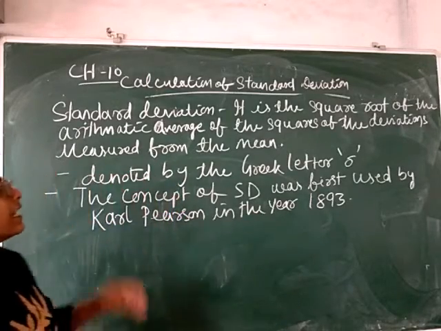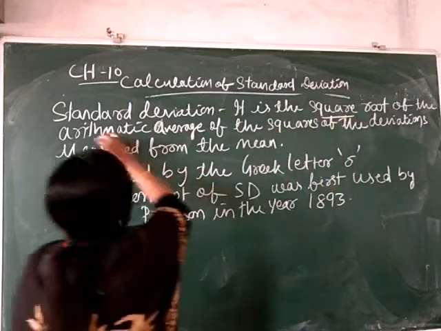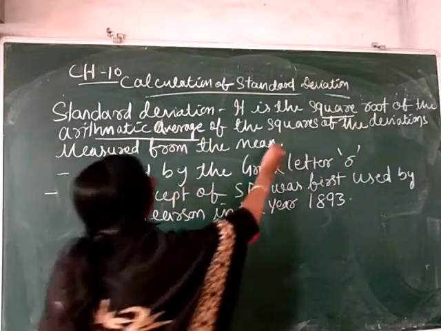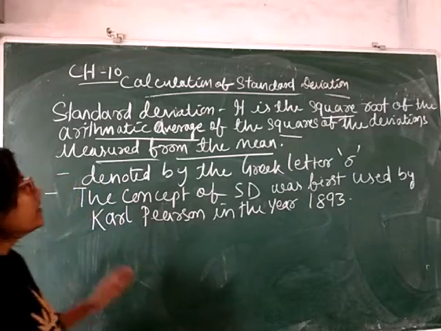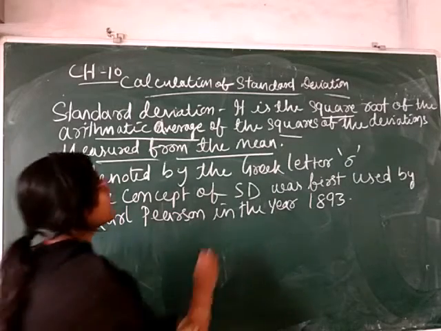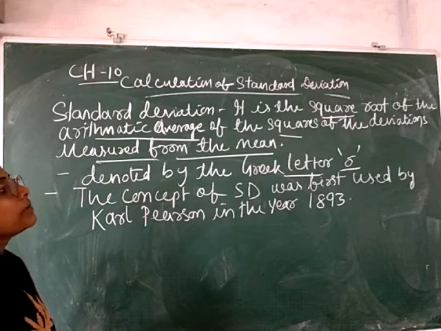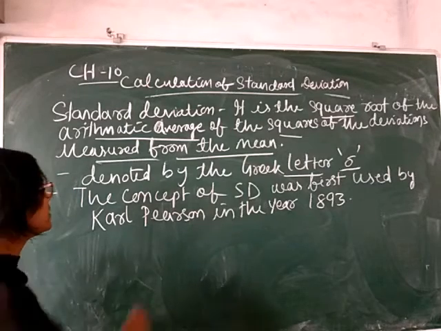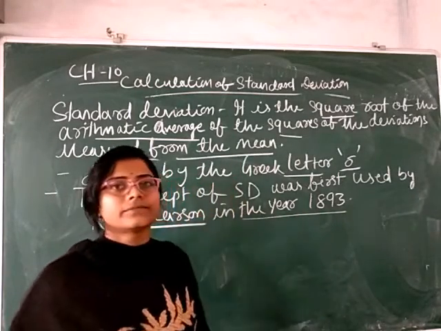Or we can say that standard deviation is the square root of the arithmetic average of the squares of the deviations measured from the mean. Here the standard deviation is denoted by the Greek letter sigma. And the concept of standard deviation was first used by Karl Pearson in the year 1893.